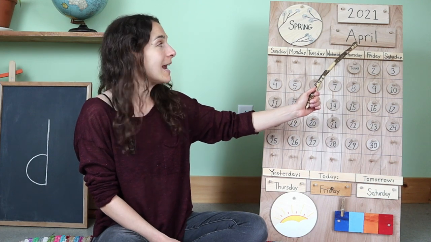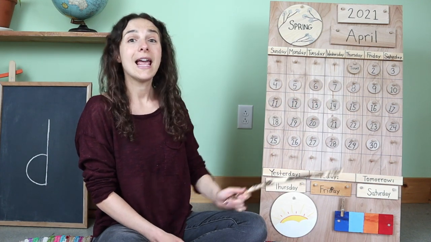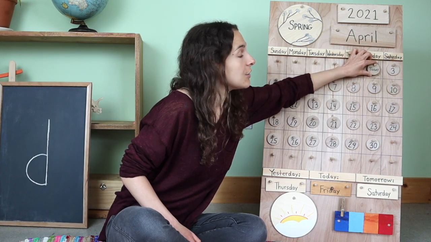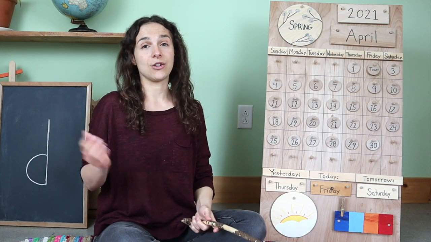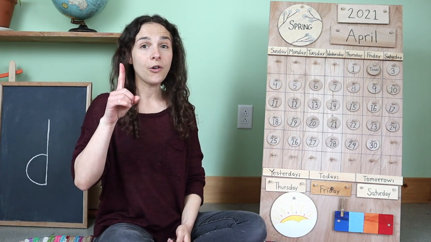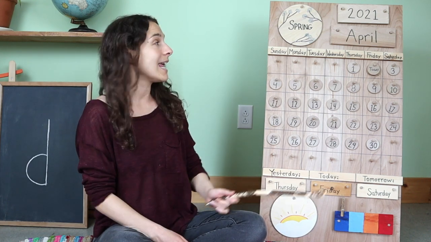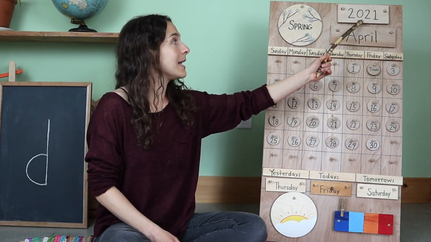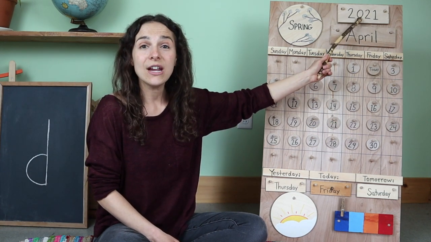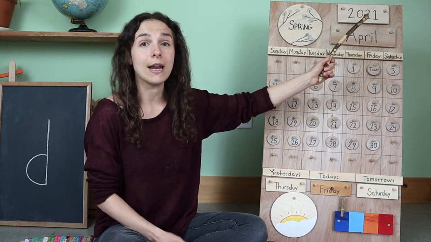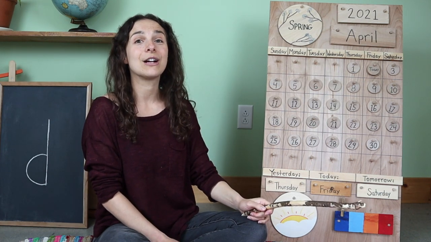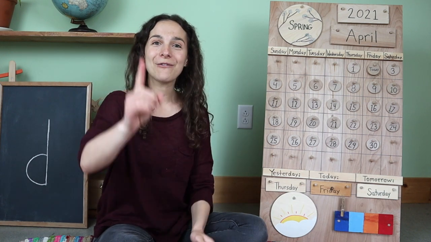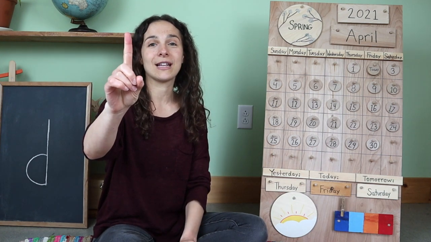April! That's right! The month is April. And today is April 2nd. So let's move the chip over from yesterday. Yesterday was April 1st, and today is April 2nd, and right up here we have the year. The year is 2021, but you can also say that the year is twenty twenty-one. Both ways are correct.